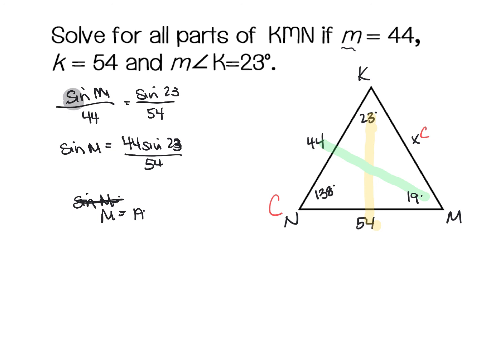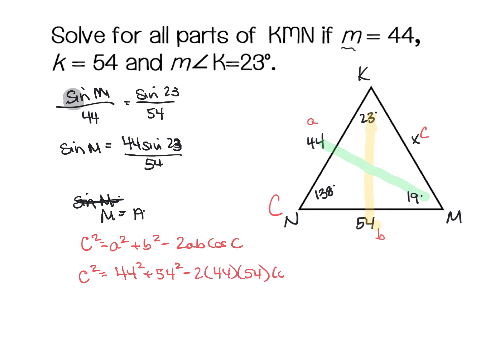All right, you could also use the law of sines if you want, but I'm going to go ahead and use the law of cosines just so you can see it. So I'll rewrite my formula, C squared equals A squared plus B squared minus 2AB times the cosine of C. So in this case, here's my A and my B. All right, so we'd have C squared equals 44 squared plus 54 squared minus 2 times 44 times 54 times the cosine of angle C, which is 138 degrees. Okay, so another nice thing about choosing cosine here is that we can type that all in at once into our calculator.